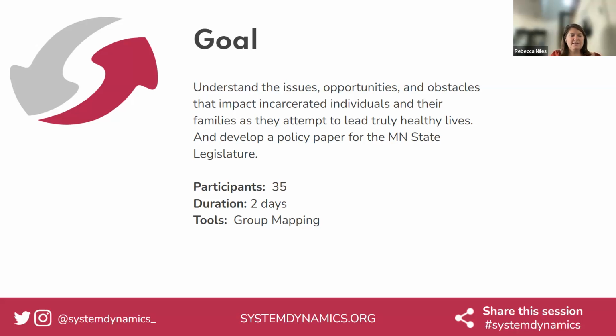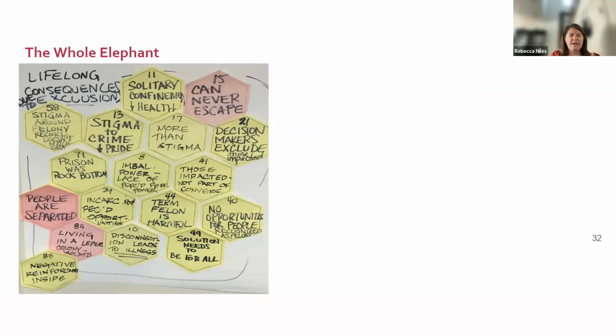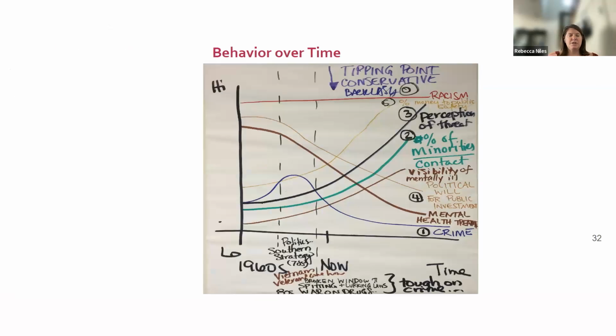We use hexagons here, and you can see that process. It's facilitated up front. And then we guide them through, we teach them about behavior over time charts, which are critical to systems thinking, because what we're trying to do is change this. So we need to start looking at it.